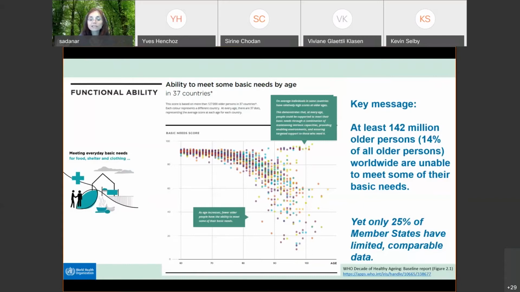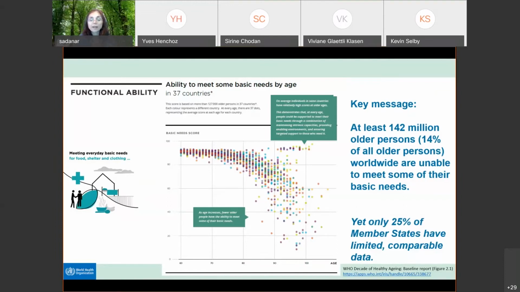So what we see is that as age increases, fewer older people have the ability to meet some of their basic needs. When we extrapolate our results globally, a key message is that at least 142 million older persons worldwide are unable to meet some of their basic needs. As I mentioned, a key obstacle for us to claim this is really global is that we only have about 25% of member states with comparable data. We have 194 countries. We only had 37 with data in this area. But what is important is we want to be able to monitor all areas.